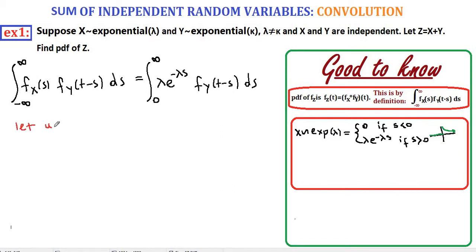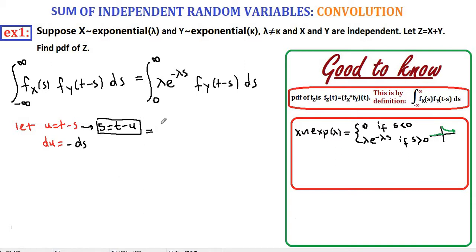Now we're going to use substitution for t minus s. Let u be t minus s. Then du will be the derivative of t minus s with respect to s. So the derivative of negative s is negative 1 ds. Also, let's solve for s because we're going to use it. So s is t minus u. Now let's place everything in terms of u.